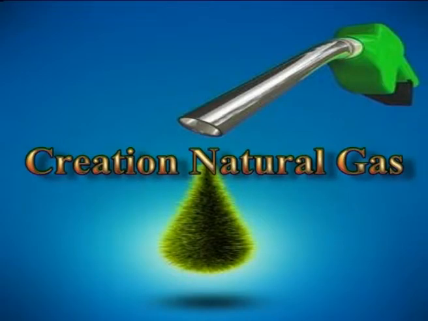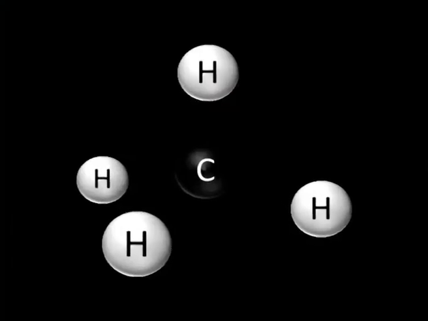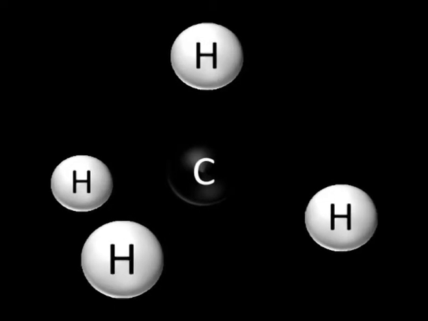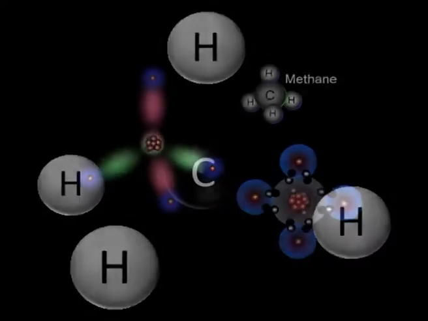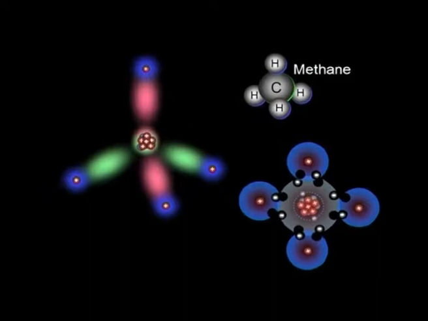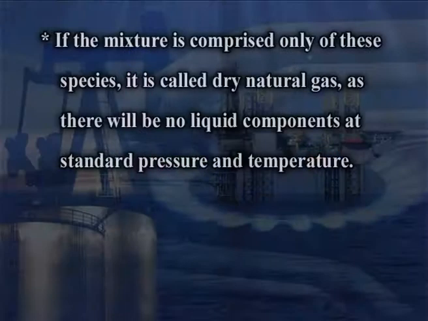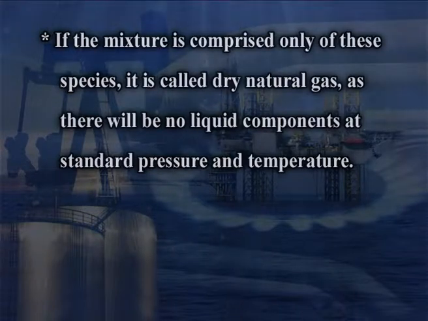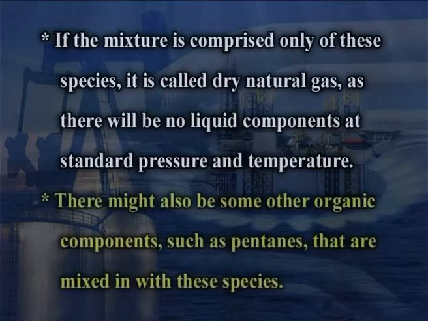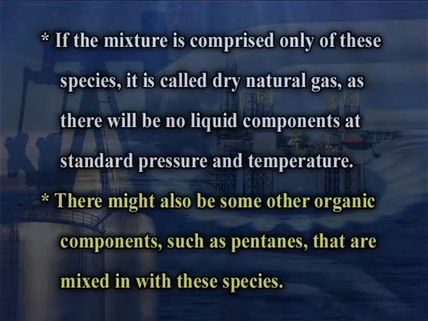Now coming to the creation. Natural gas is composed primarily of methane, that is CH4. It does contain other chemical species such as butane and propane. If the mixture is comprised only of these species, it is called dry natural gas, as there will be no liquid components at standard pressure and temperature. There might also be some other organic components such as pentanes that are mixed in with these species.